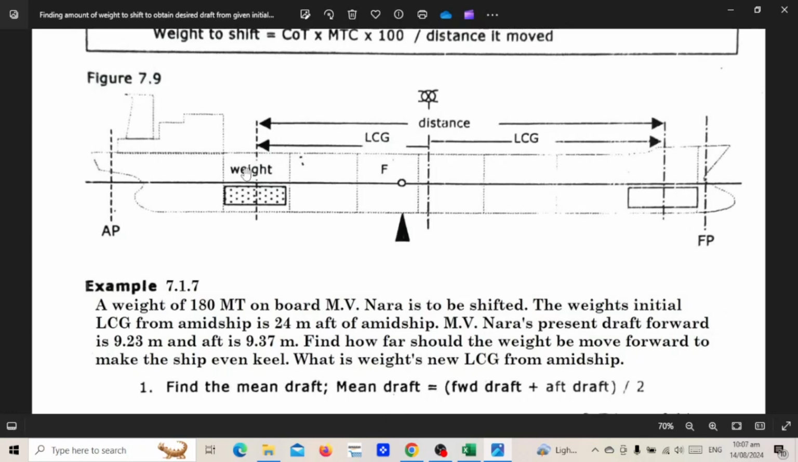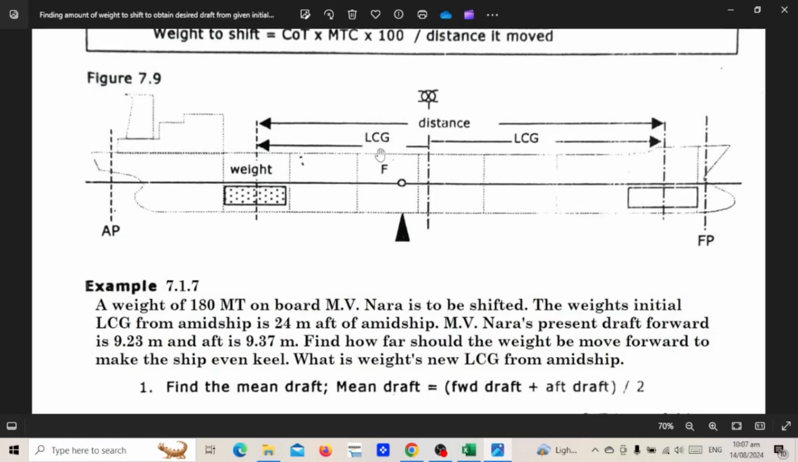Okay, I repeat, we are going to shift this weight forward to make the ship even keel. That is what the problem says: move the weight forward to make the ship even keel. It could be here, it could be here, anywhere. Now, the weight from amidship to the weight is 24 meters. So this LCG is 24 meters, which is this one.